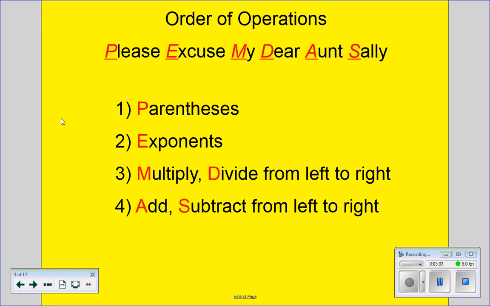Please excuse my dear Aunt Sally tells you what to do first if you have a long problem. Okay? Parentheses are always first, exponents are always second, and the ones that are the most important and kind of the hardest to understand, believe it or not, are multiplying, dividing, and adding and subtracting. I'll let you write these down, then I'll do some more talking about them.